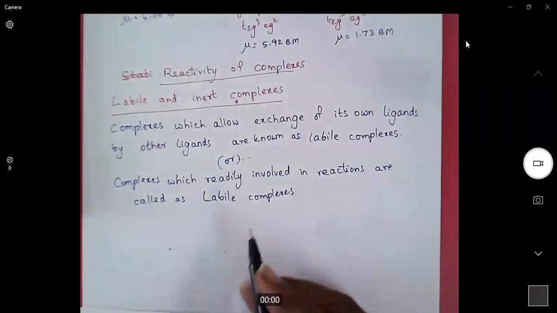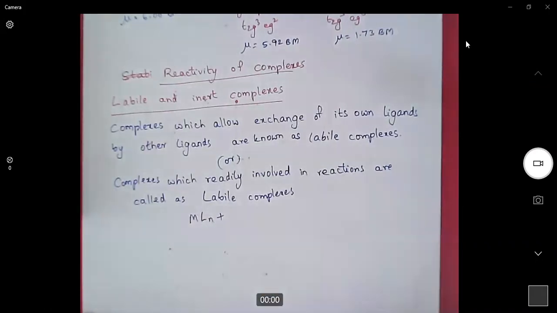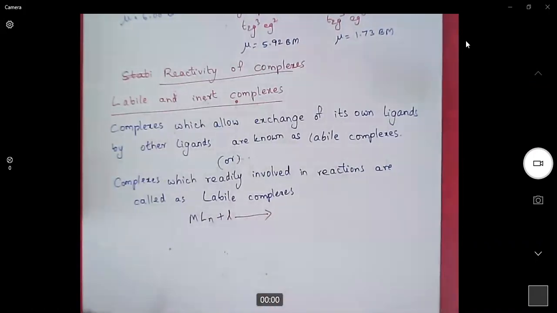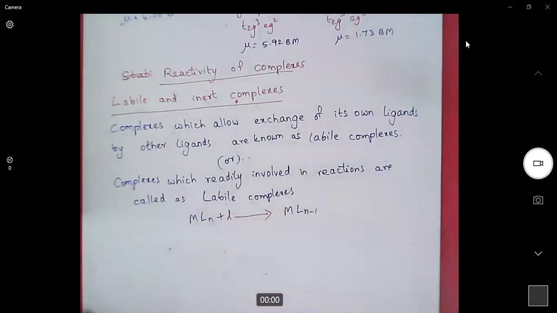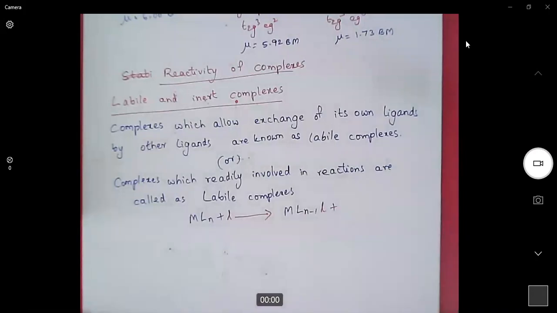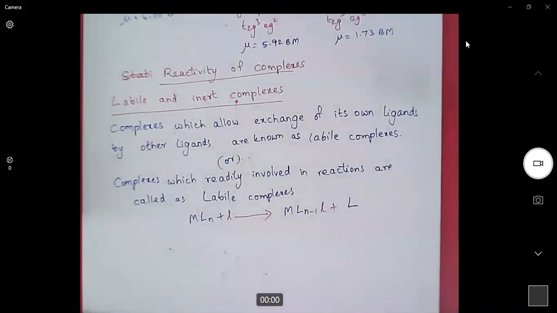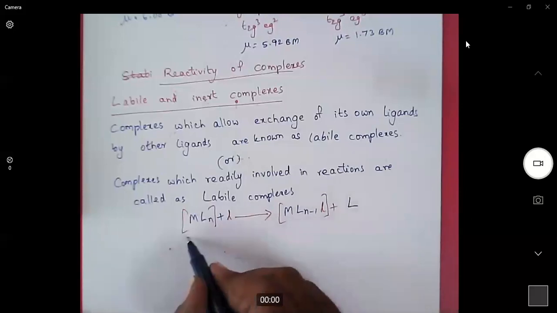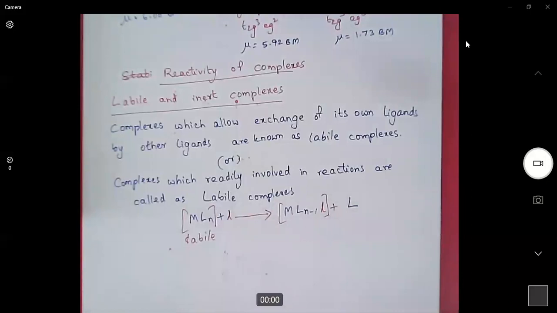An example is, if we take another ligand, then we can have a substitution with this ligand. Capital L ligand can be substituted by small l ligand. So this complex is called a labile complex. This is a labile complex.